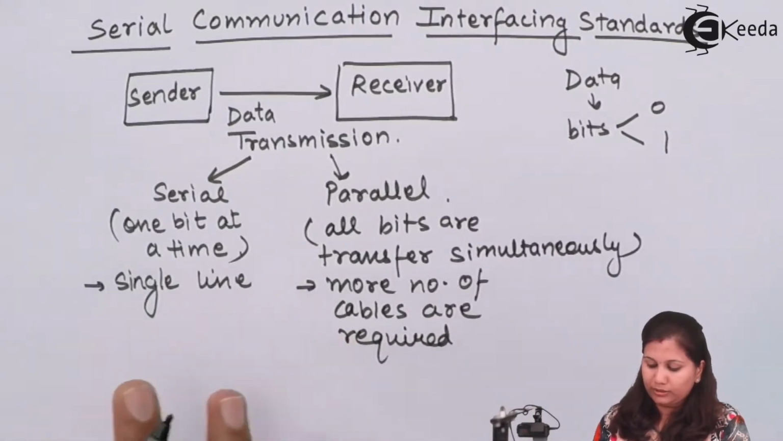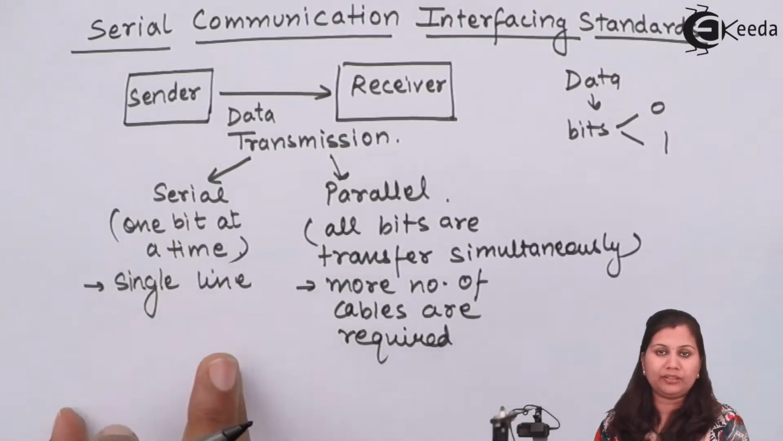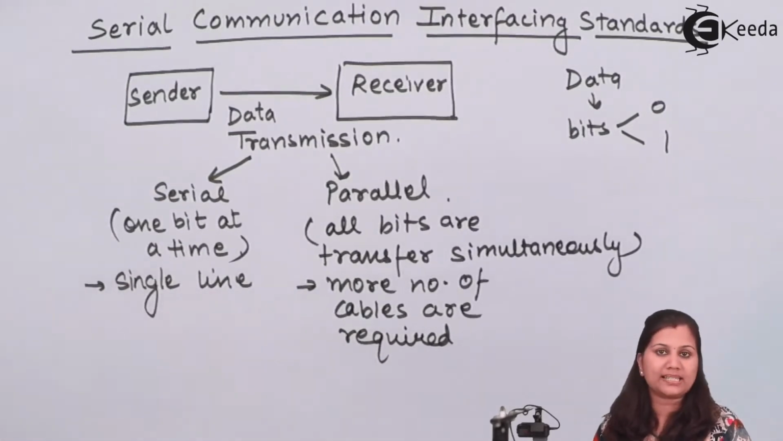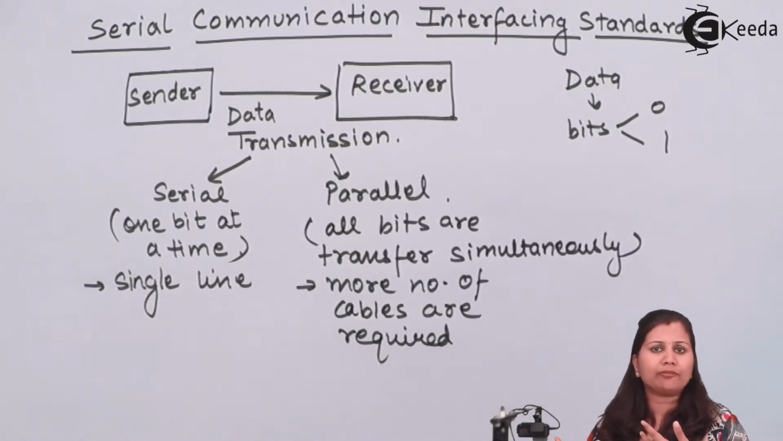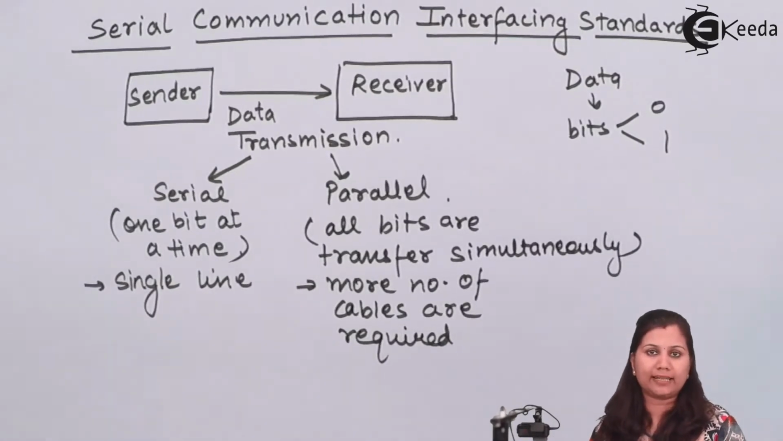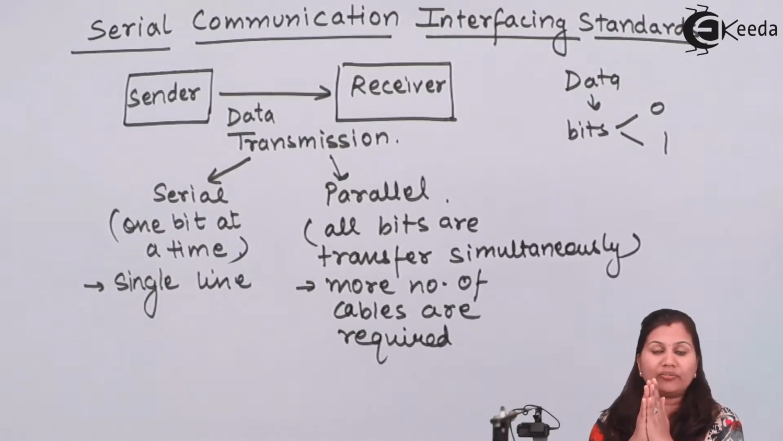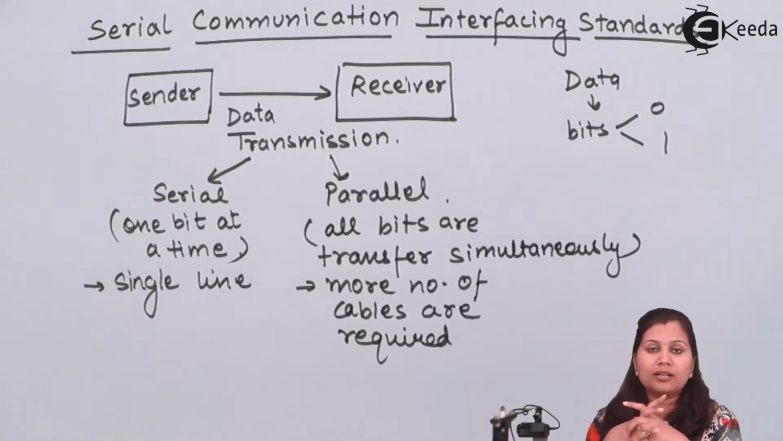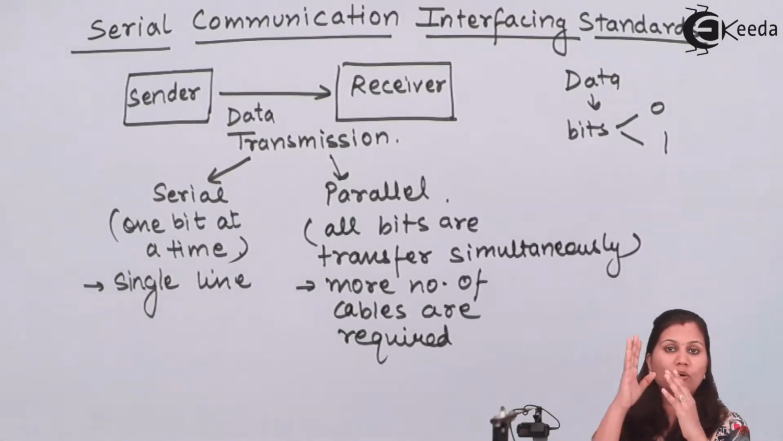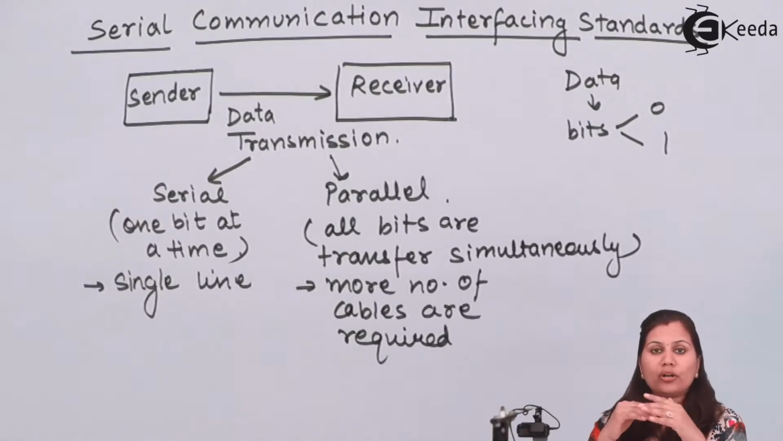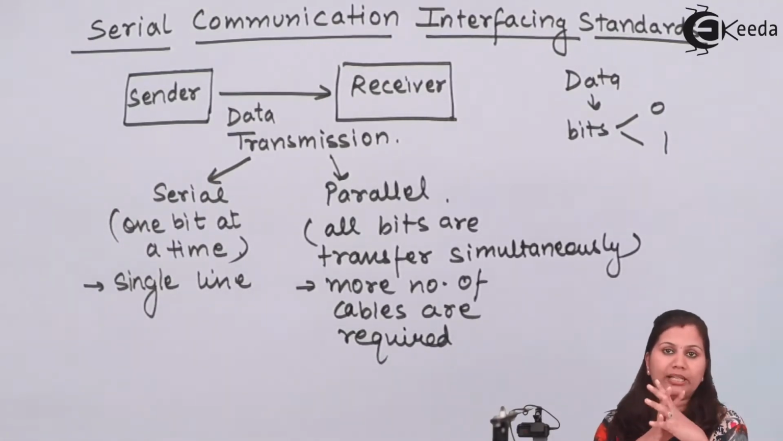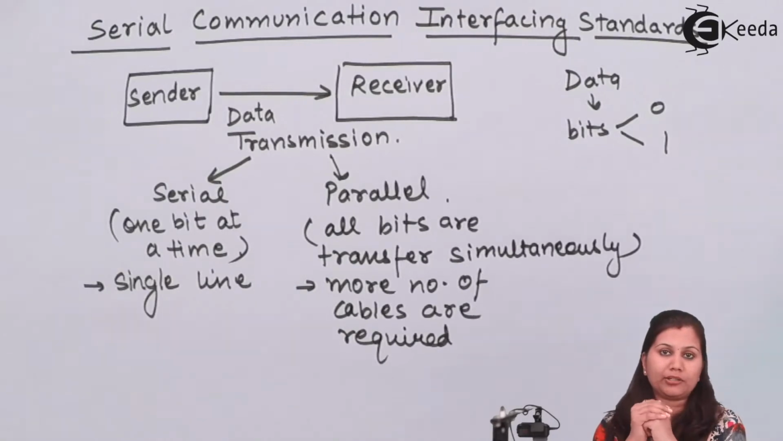So we can say that in serial we require less hardware because only a single line is required, whereas in parallel we require more hardware, more cables, because we have to transfer all the bits at the same time. Now when we are talking about communication between two components located at a very far distance from each other, that is, when we want to transmit data over long distances, for long distances we prefer serial communication in place of parallel communication.